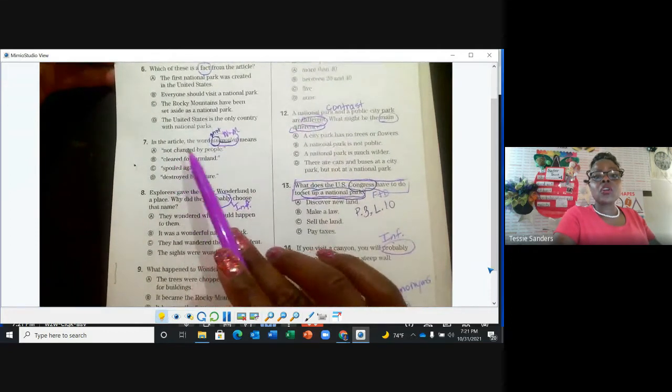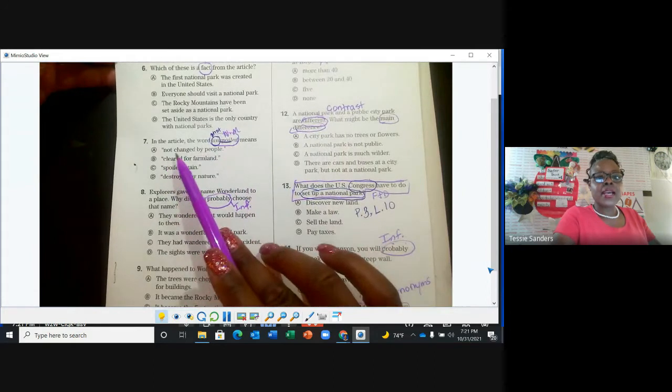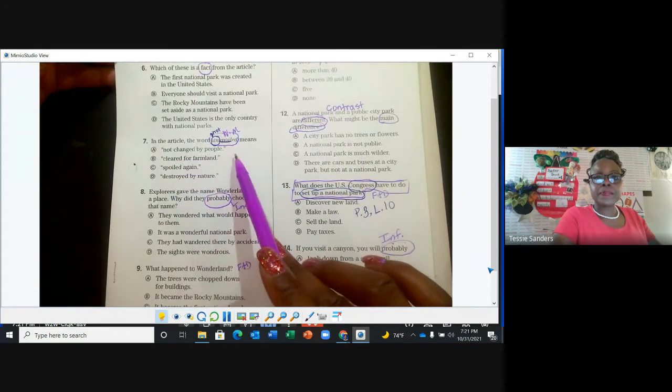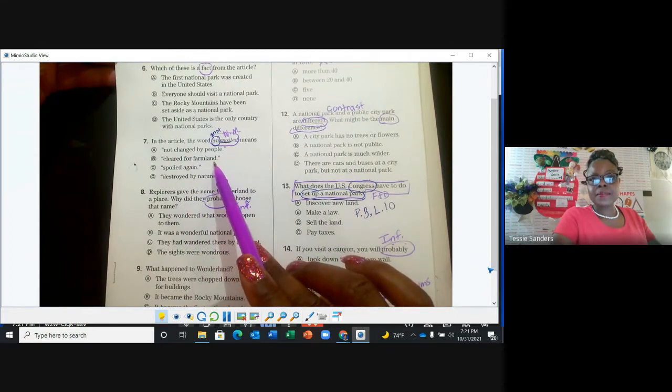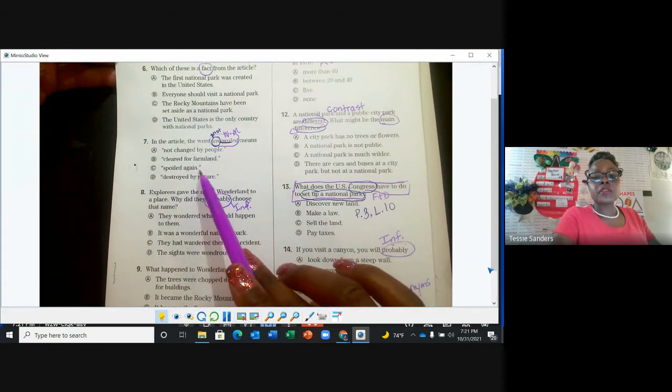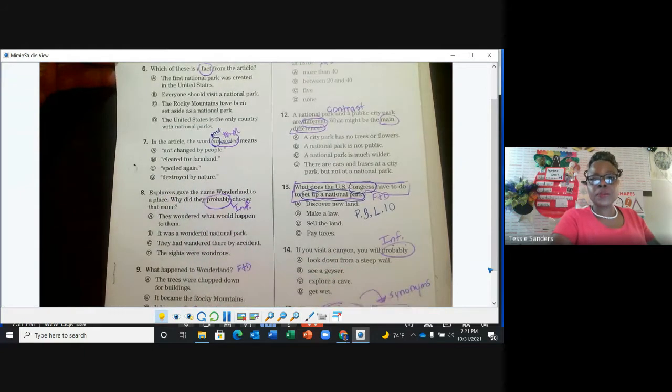7, in the article, the word unspoiled means A, not changed by people. B, cleared for farmland. C, spoiled again. D, destroyed by nature.